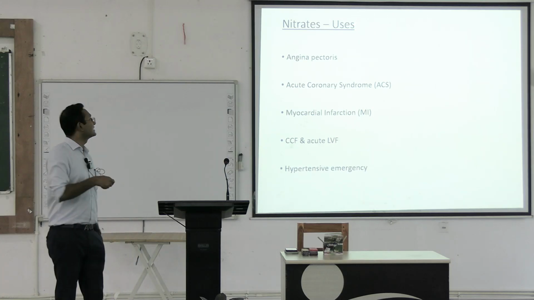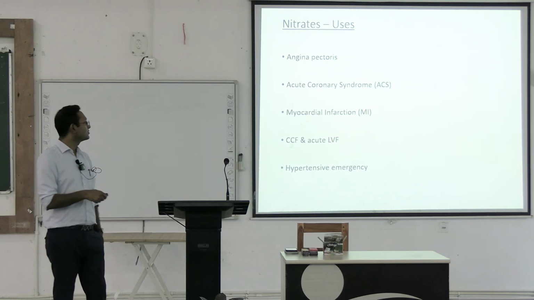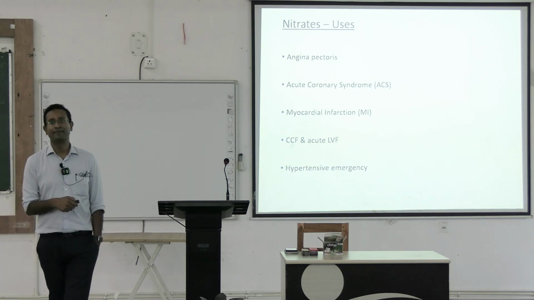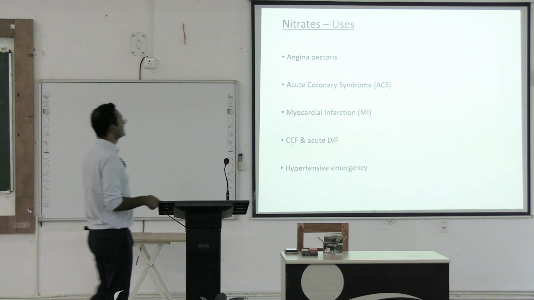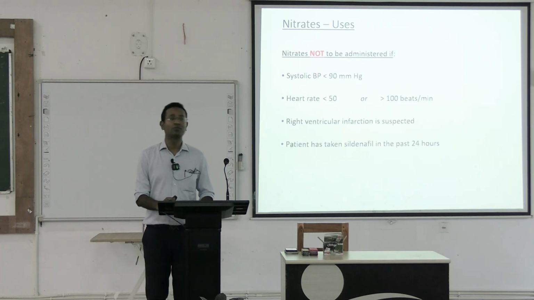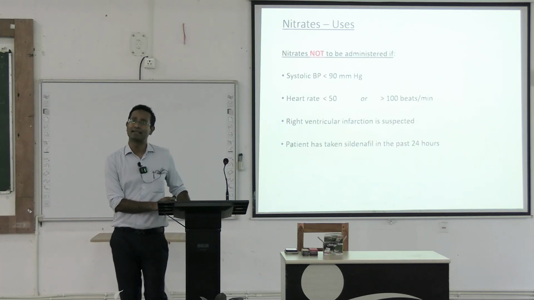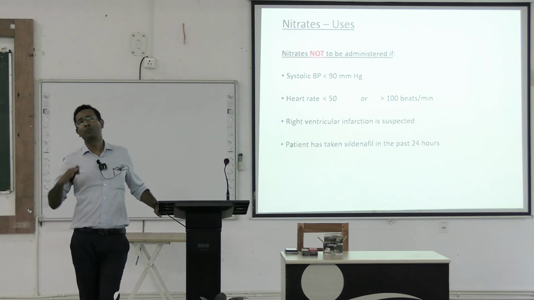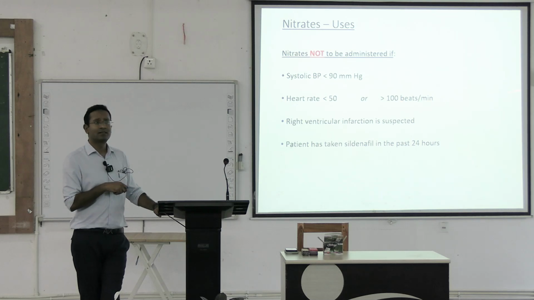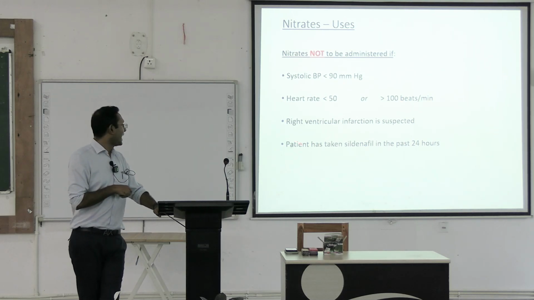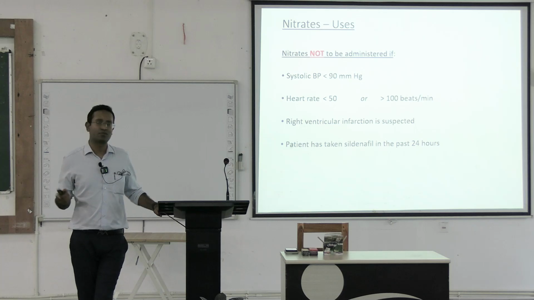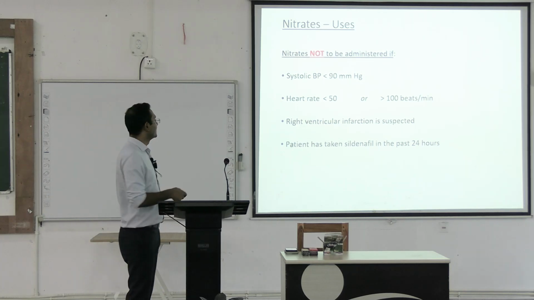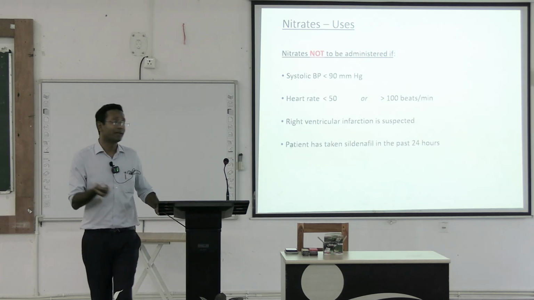Uses of nitrates, of course: angina pectoris, acute coronary syndrome, myocardial infarction, congestive cardiac failure or CHF, acute left ventricular failure, and in hypertensive emergency as well. Nitrates are not to be administered when systolic BP is less than 90 mmHg, or heart rate is less than 50 or more than 100, when right ventricular infarction is suspected, and when the patient has taken sildenafil within the past 24 hours. It can lead to severe hypotension and fall in BP, and sometimes it has also led to MI.